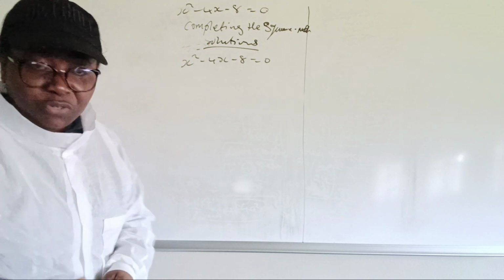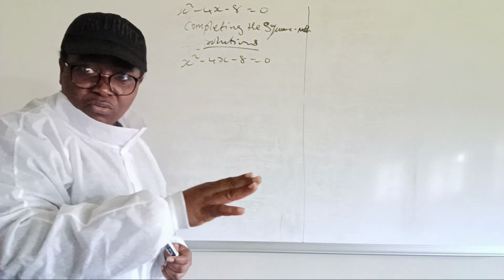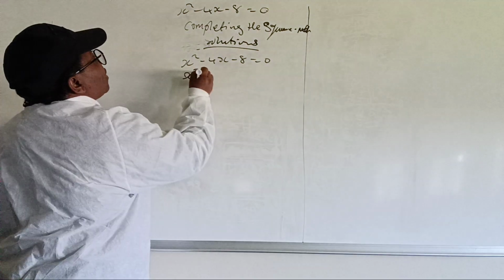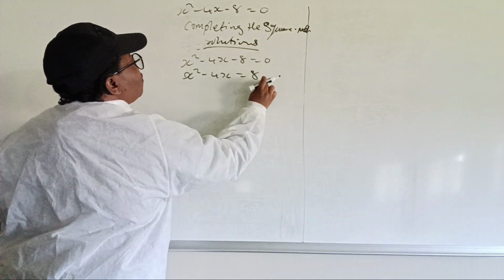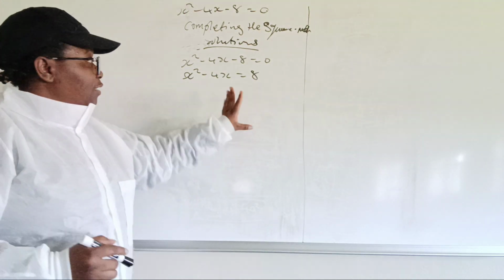Then what is my step 2? I go to step 2, that the equation must be equated to what? A constant, which is x squared minus 4x is equal to 8. This minus 8 coming over here becomes what? 8. Is that okay?